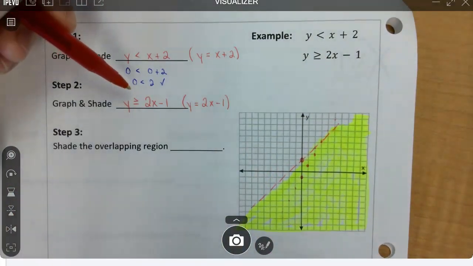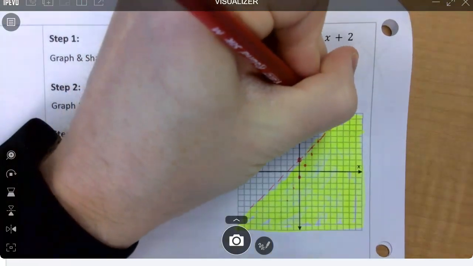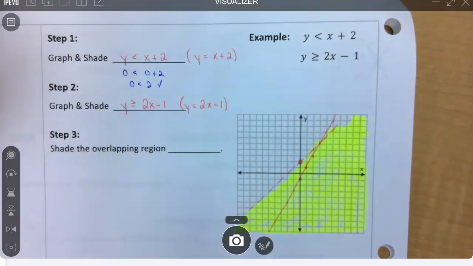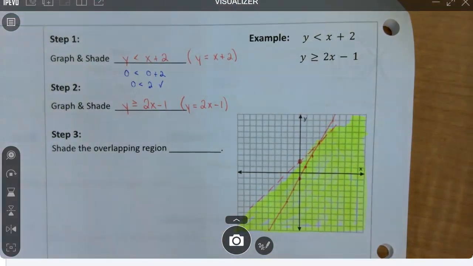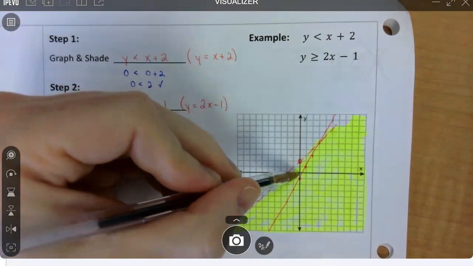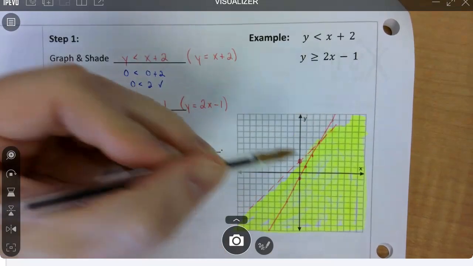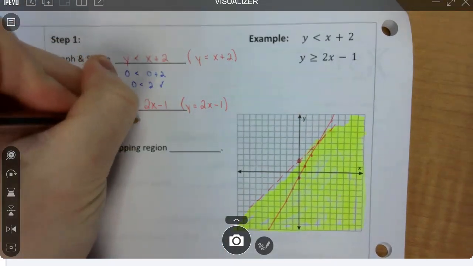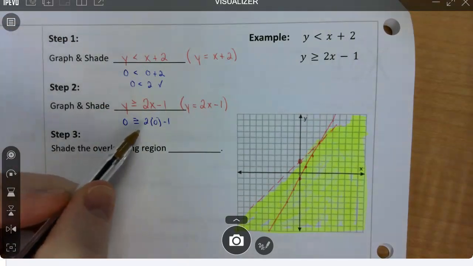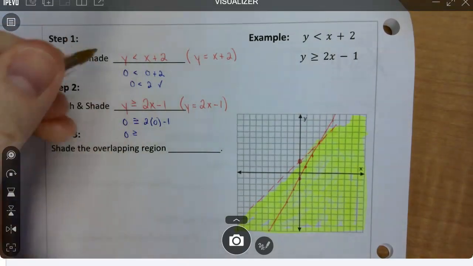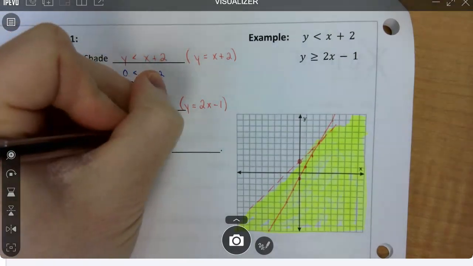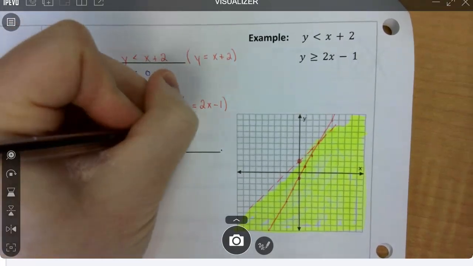And this one is greater than or equal to, so it's a solid line. And we're looking at that line right there. And now I'm going to also test 0, 0 again, because 0, 0 is not technically on the line, so it's okay that I test this point again. And this time, is 0 greater than or equal to 2 times 0 minus 1? Let's work this out. 0 on the left. 2 times 0 is 0, minus 1. And is 0 greater than or equal to negative 1?